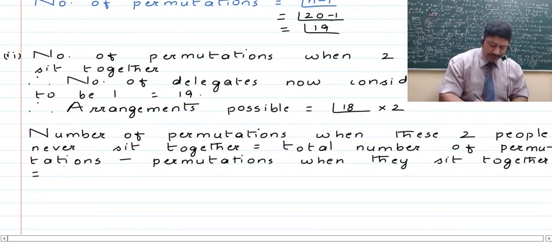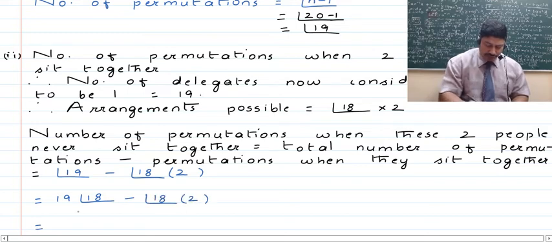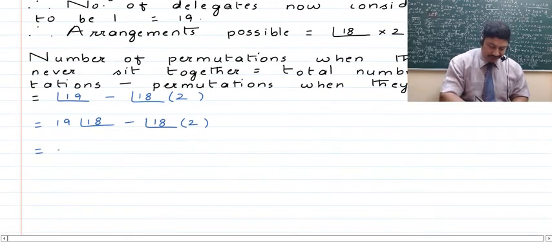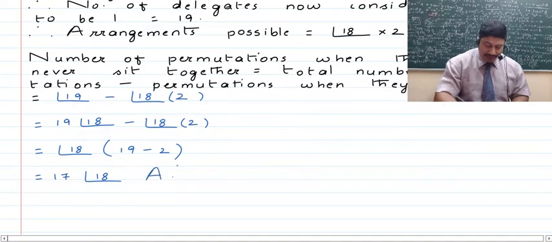The total number of permutations, children, is factorial 19, right? And from that you will subtract factorial 18 times 2. Now, to calculate this further, factorial 19 can be written as 19 times factorial 18, right? And from that you subtract factorial 18 times 2. Out of both of these, you can take factorial 18 outside, and you are left with 19 minus 2. That becomes 17 times factorial 18, and that will become your final answer.